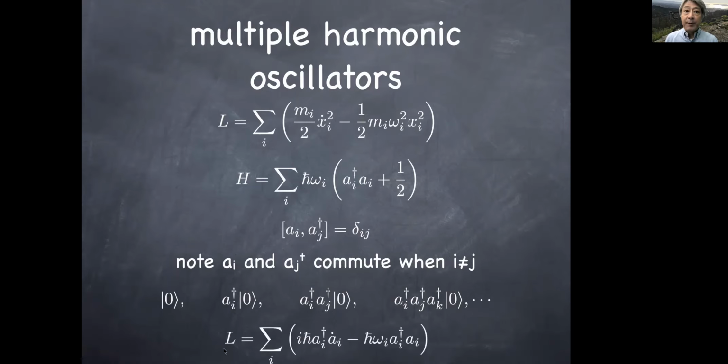And once again, if you write the Lagrangian using creation and annihilation operators, each particle would have this form: i h-bar A dagger A dot minus h-bar omega A dagger A. So I just put the same form for each i and add them up, and that's the total Lagrangian. So that's how you can deal with multiple harmonic oscillators too, using the same algebraic method.